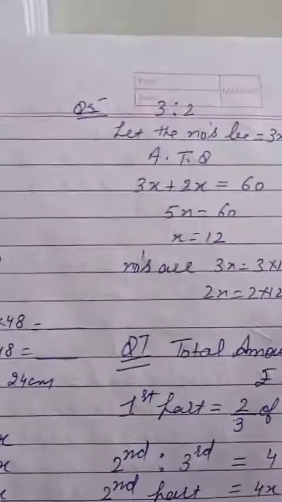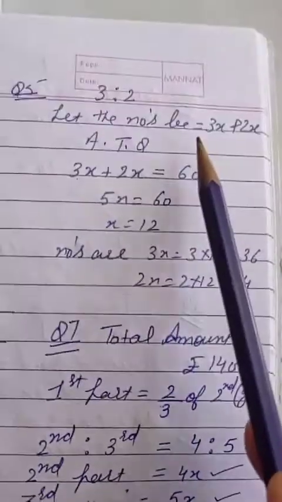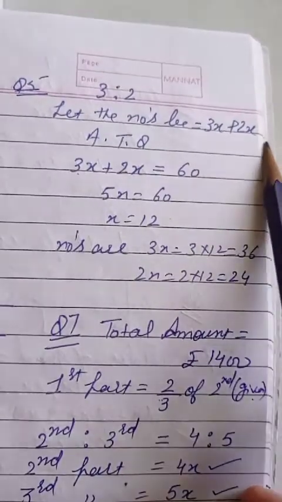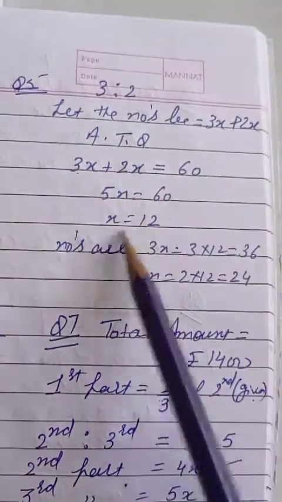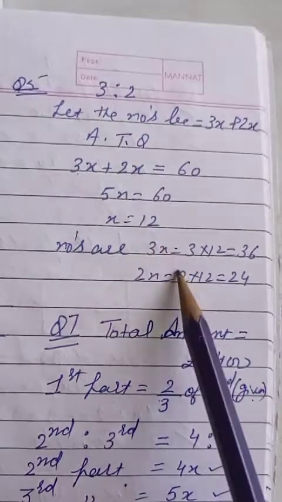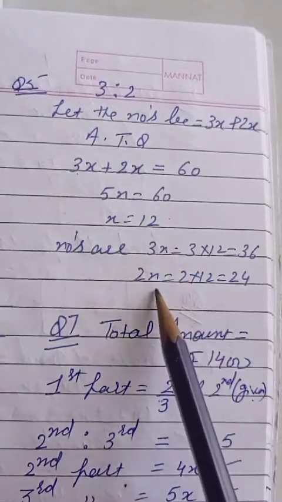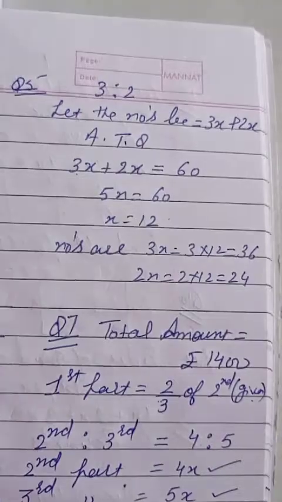Fifth question, in the same way, the ratio of two numbers is given. Let the numbers be 3x, 2x. Then their sum is given. In the same way you will find the value of x and put the value of x over here. 3x and 2x, you will get both the numbers.